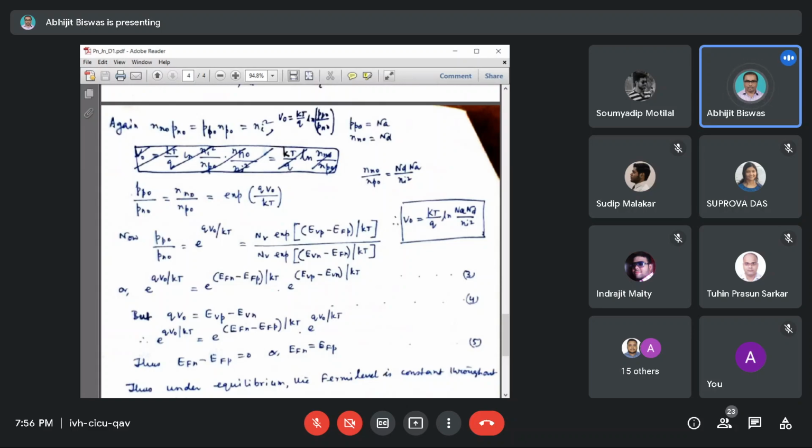The band gap of germanium is 0.67 electron volt, whereas for silicon it is 1.11 electron volt. Okay. So due to the reduced value of band gap, the Ni will be more. In case of gallium arsenide, Ni will be less as compared to silicon because the band gap of gallium arsenide is high.